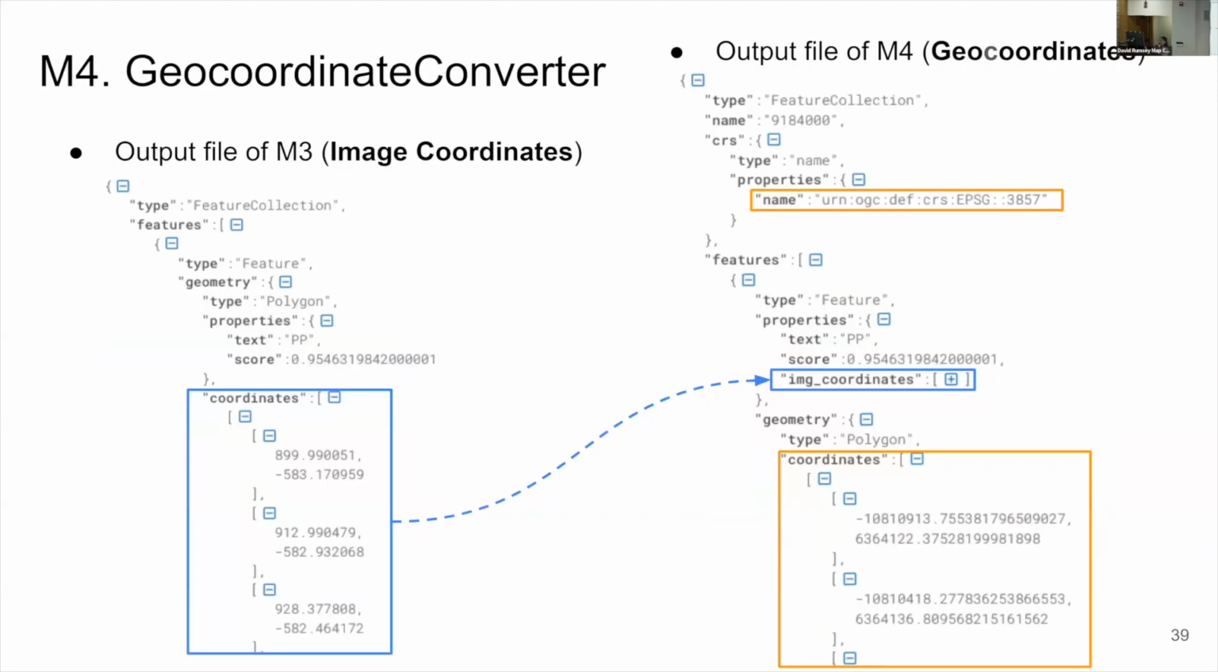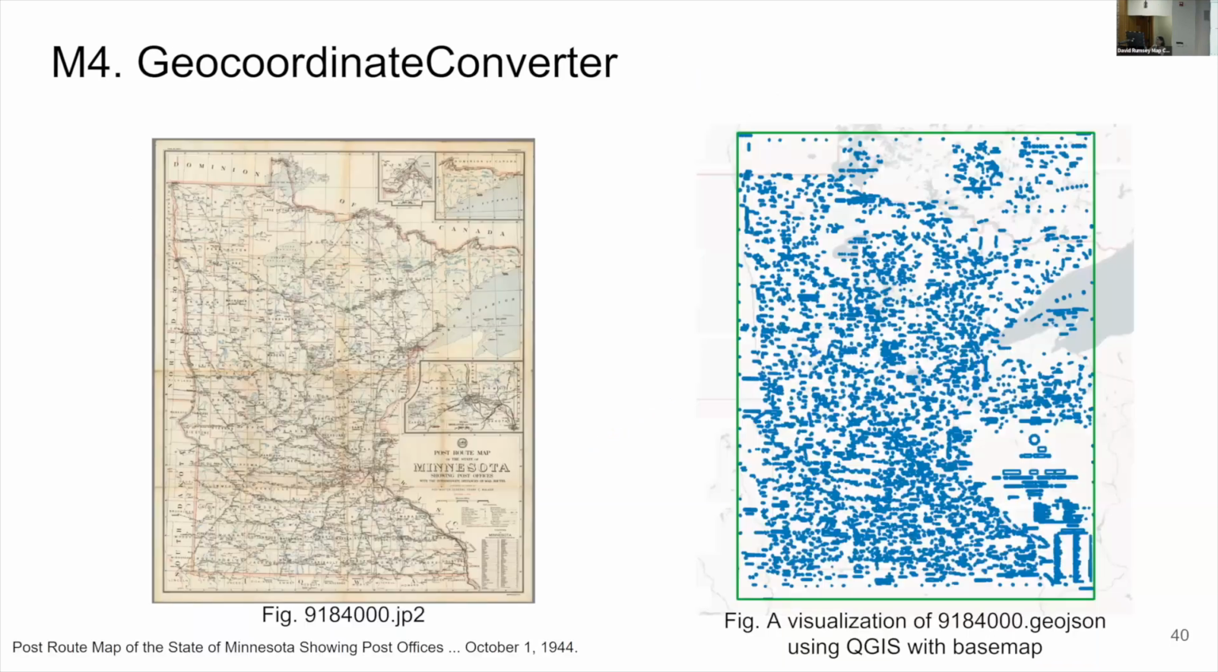This is the result of the geo-coordinate converter module. As you see on the left side of the slide, this is an output file of module 3, which generates image coordinates. Compared with module 3, the output file of module 4 generates geo-coordinates within the properties and the geometry coordinates. And this is a visualization result of the geo-coordinate converter using QGIS within the base map.